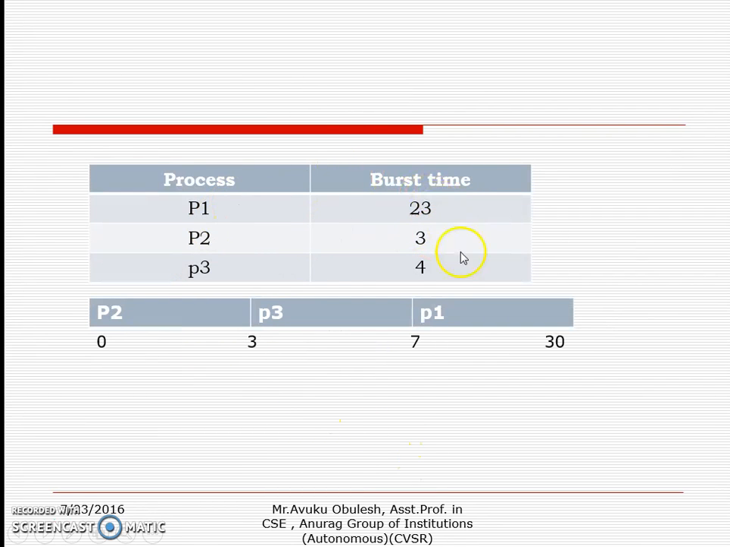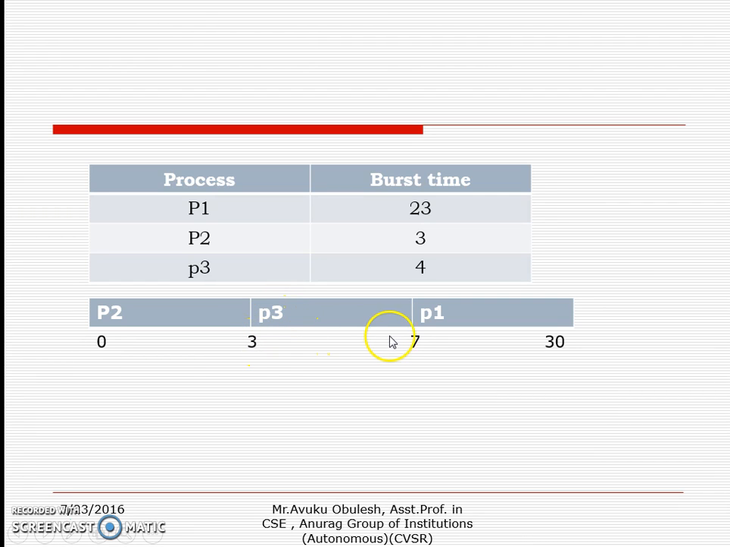Here I've given a small problem. P1 burst time is 23, P2 burst time is 3, and P3 burst time is 4. The smallest burst time is 3, that's why the CPU starts execution of P2, as I mentioned in the Gantt chart. P2 will be executed up to 3 milliseconds. After that, the next minimum is 4, that is P3. P3 starts execution.